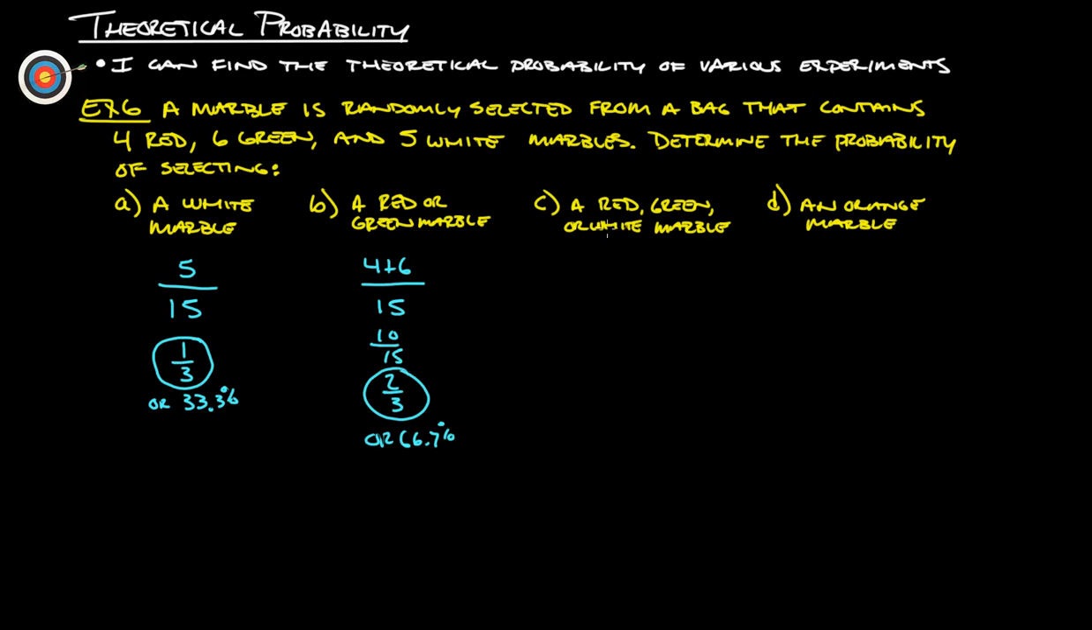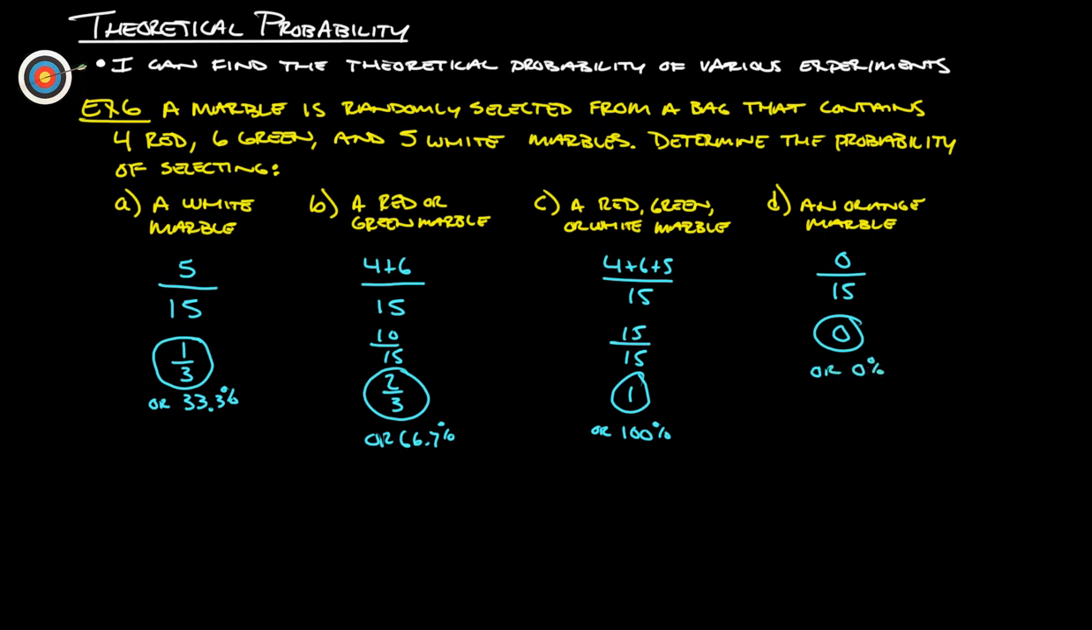What is the probability of getting a red, green, or white marble? Look at that, that is all of them. So red, 4 plus 6 plus 5 out of a total of 15. That's 15 out of 15. So the probability of drawing a red, green, or white marble is 1, or 100% chance. And then what is the probability of drawing an orange marble? Well, since there are no orange marbles out of the 15 in the bag, that is going to have a probability of 0, or 0%.